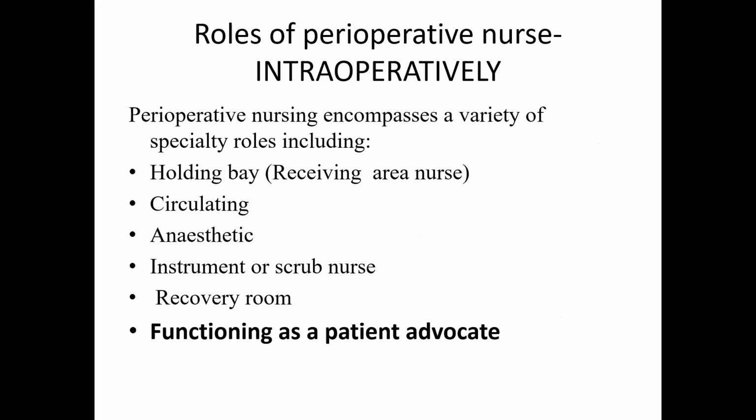So the intra-operative phase: what is the role of the perioperative nurse intra-operatively? Here, the nurse encompasses a variety of specialty roles. The nurse can be a receiving area nurse. She takes care of the holding bay. She could be a circulating nurse, an anesthetic nurse, a scrub nurse, instrument nurse, or a PACU nurse, that is, recovery room nurse. All through these roles, she is functioning as the patient's advocate. So we will look briefly at the role of each individual nurse.